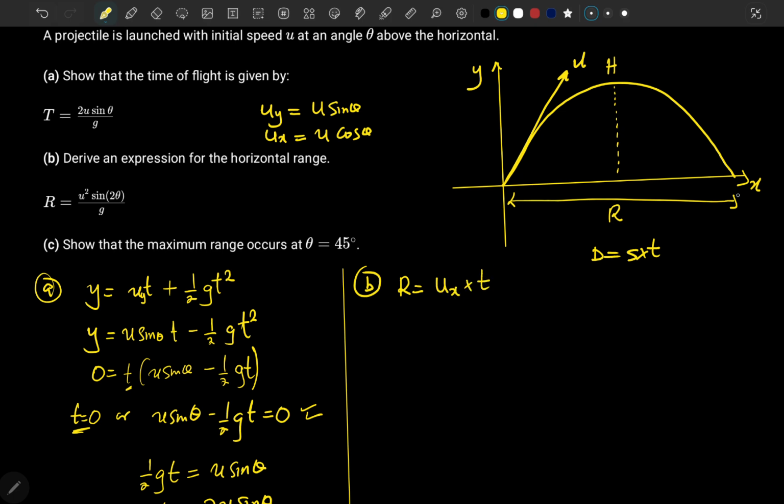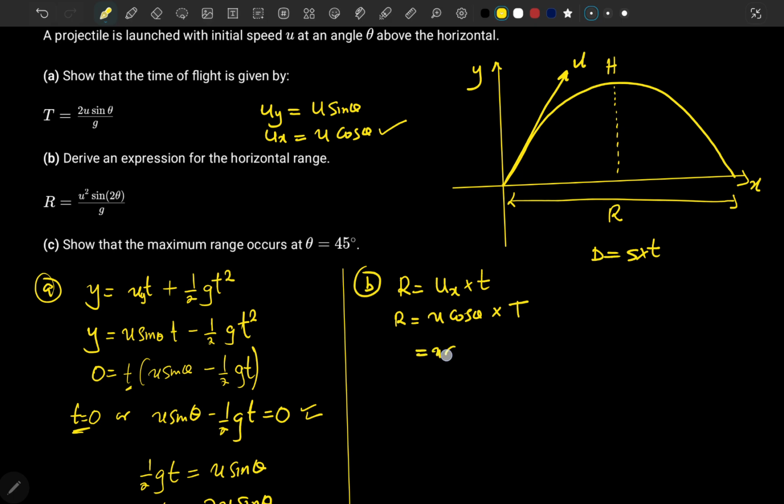Because the range is in the x-axis, it will be velocity in the x, and the velocity in the x is given by this. So our range will be equal to u cos theta multiplied by what? T. Now, why am I using capital T? Remember, from here to here, the time it's going to take is called the time of flight, which is capital T. So from there, we just have to substitute the value of t here.